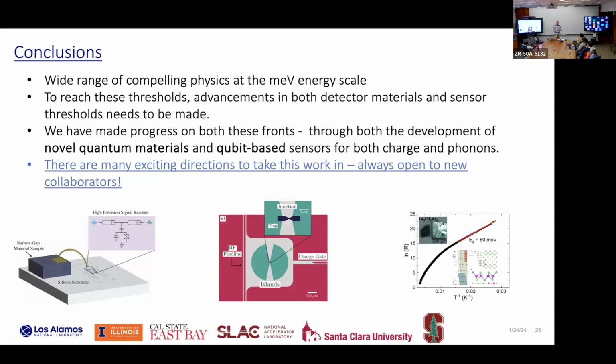I'll finally conclude and stop talking. So there's a lot of interesting physics that's happening at this milli-electron volt scale. It's a very difficult regime to probe. We need to make progress on both new materials and sensing technologies. So I've shown you 2 examples of both of those. There's a lot of other projects in that vein we're working on that I didn't have time to talk about. But yeah, we're always open to new ideas as well. So if anybody wants to follow up and collaborate, definitely let me know.